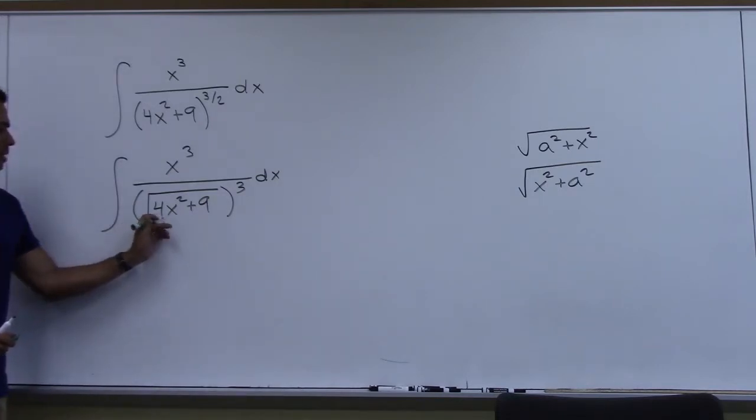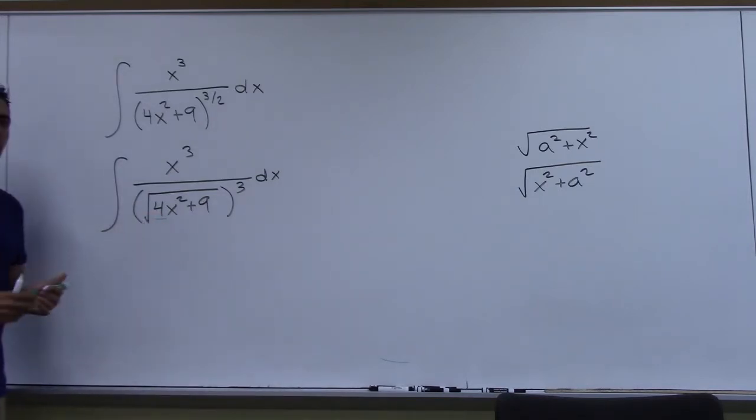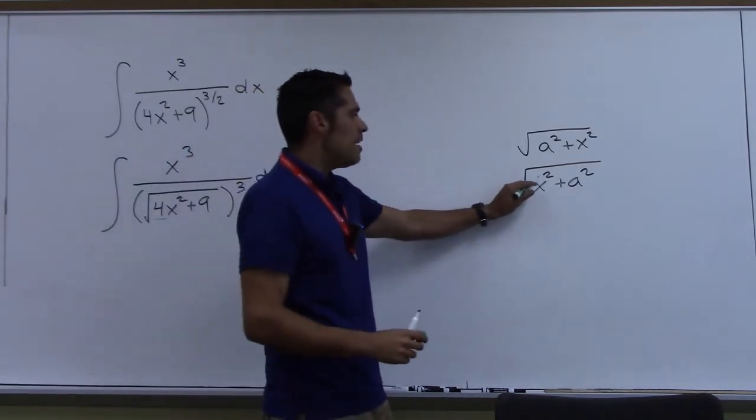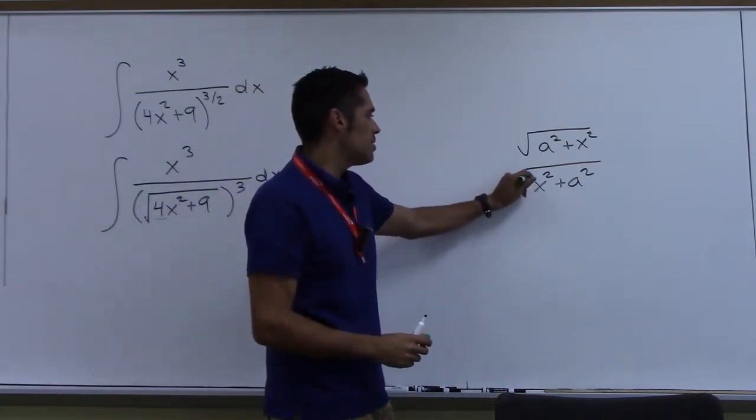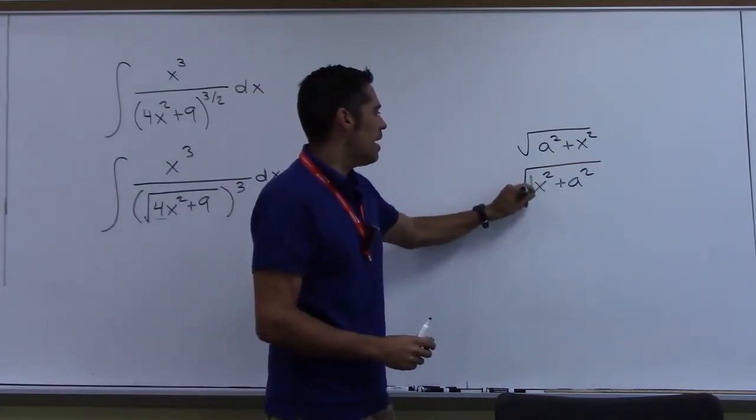The 4 is ruining everything because the formula does not allow me to have anything in front of the x squared except a 1. The variable has to have a 1 in front.